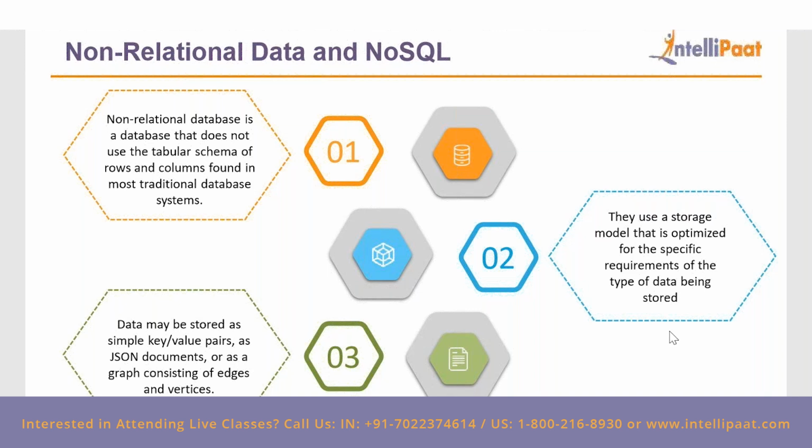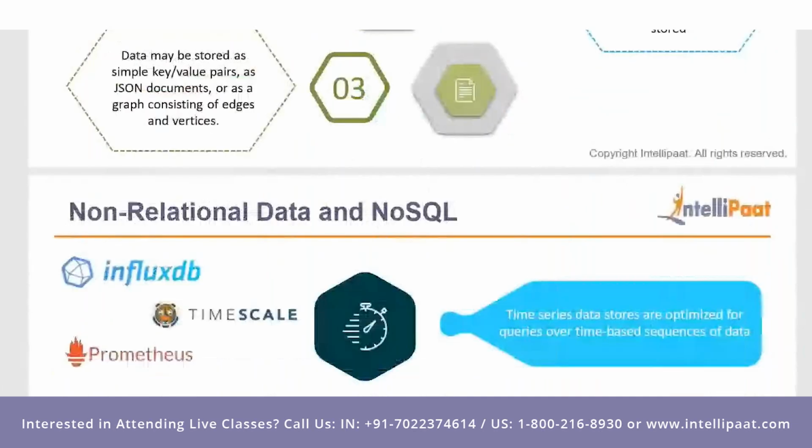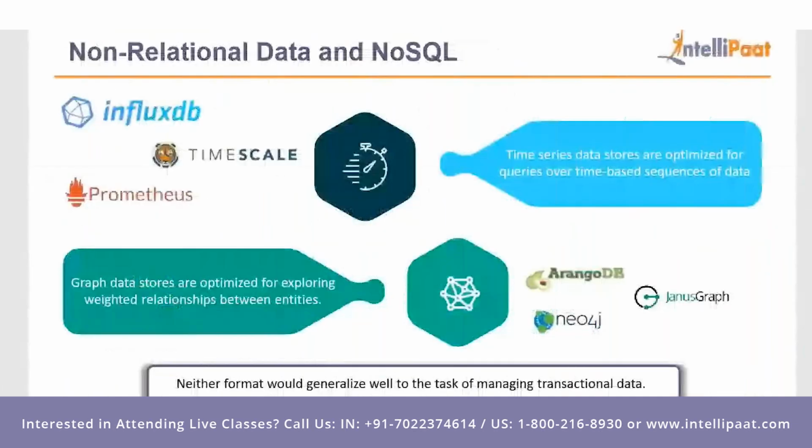See, there is something called a document DB, then a columnar DB, and a key value DB. The way you are storing the data changes, so there are various different kinds of NoSQL databases. You can see here: Influx, Timescale, Prometheus, MongoDB, Neo4j. Now Neo4j is a graph database. MongoDB is a document database.